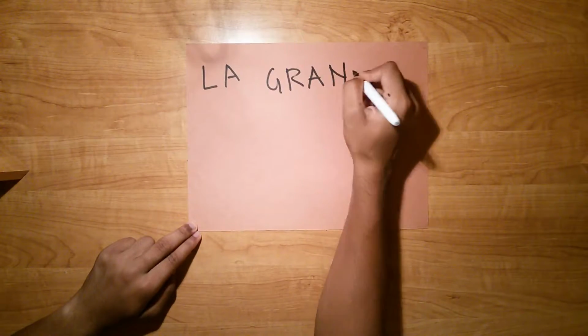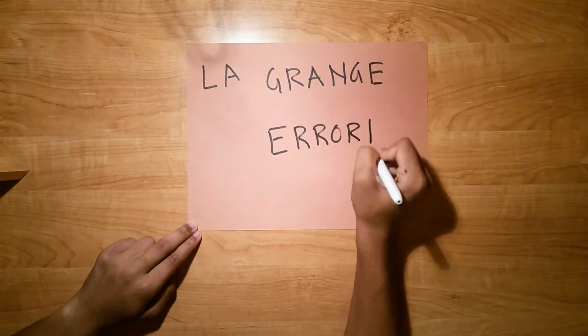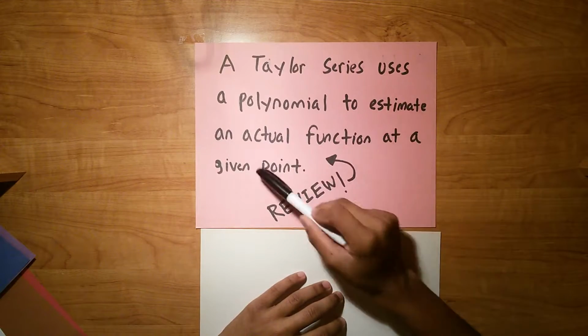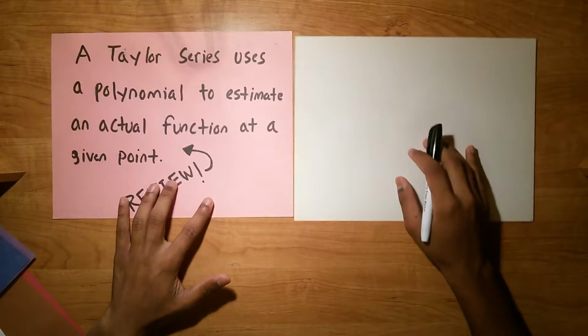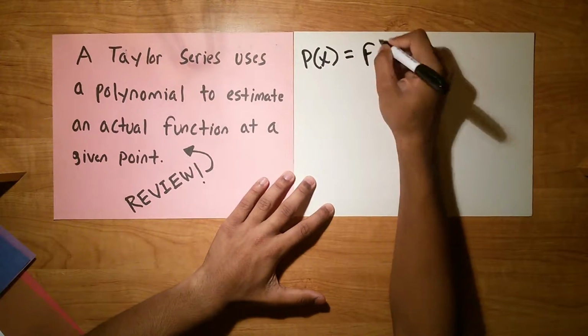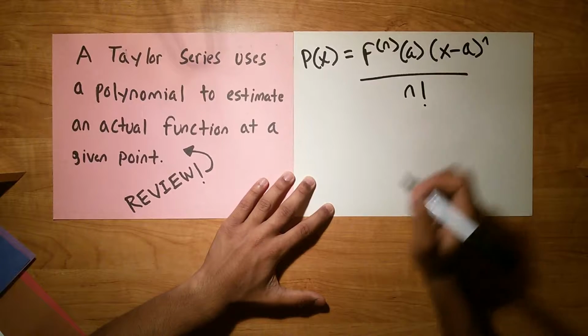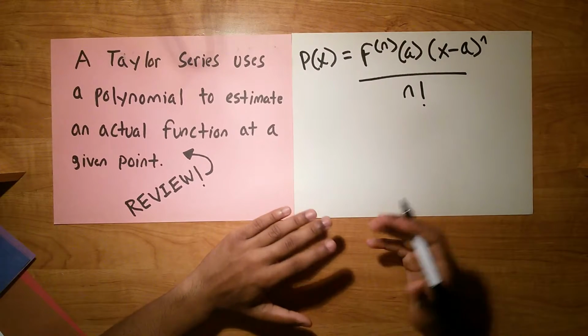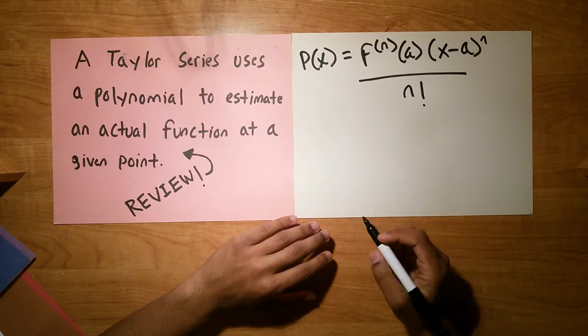In this video, we will be talking about Lagrange error bound. Let's first review a Taylor series. A Taylor series uses a polynomial to estimate an actual function at a given point. So we know a Taylor polynomial uses this pattern to approximate a function. This Taylor polynomial estimates a function at a given x equals a.